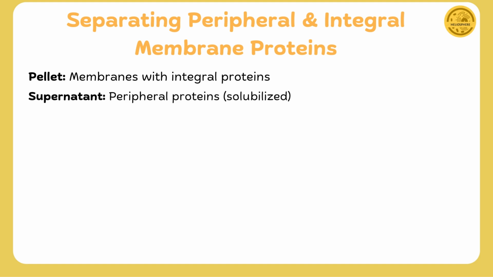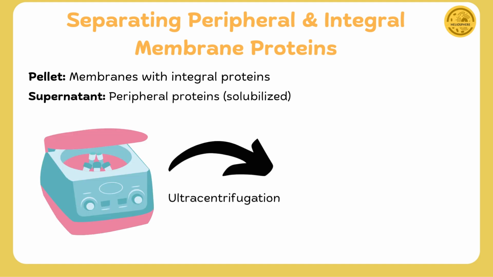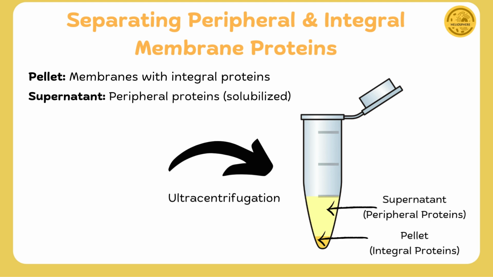In a cell fractionation experiment, centrifugation separates cell components based on size and density, where integral membrane proteins typically end up in the pellet since they are embedded in membrane fragments, while peripheral membrane proteins are usually found in the supernatant. And that's a wrap.